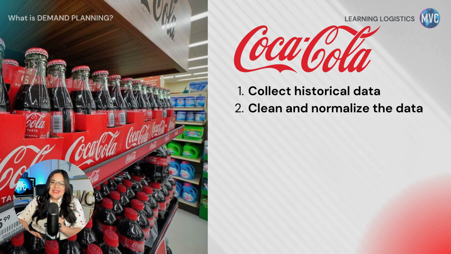Step 2 is clean and normalize the data. You'll hear this a lot in demand planning. Once the data has been collected, it is cleaned and normalized to ensure that it is accurate and consistent. This involves removing any errors, duplicates, or outliers from the data set that you're using.